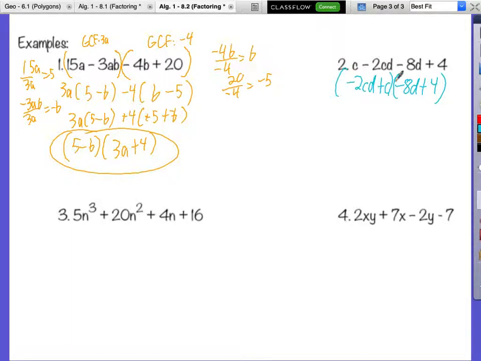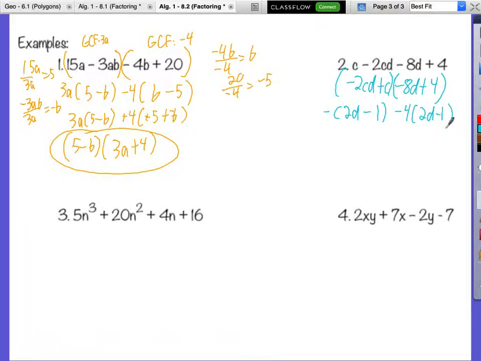Because what can go into both 2CD and C? C, what kind of C? Why do we say negative C? Because we want this to be positive. So we end up getting a positive 2D minus, what's C divided by negative C? 1. Here we'll take out a negative 4, we're left with 2D minus 1.